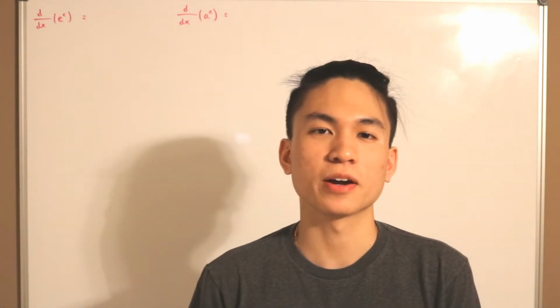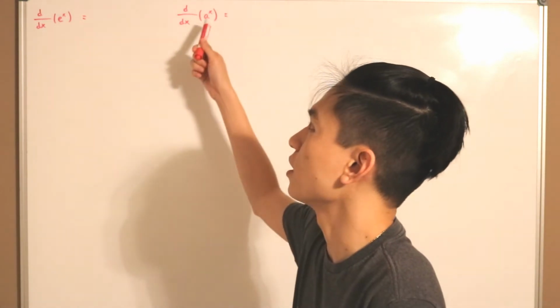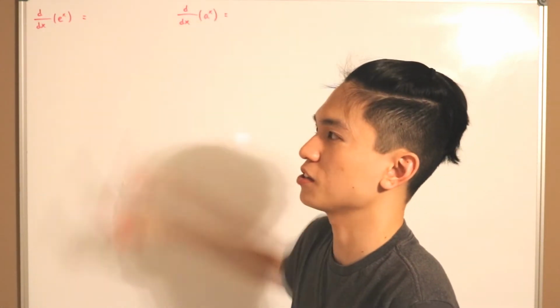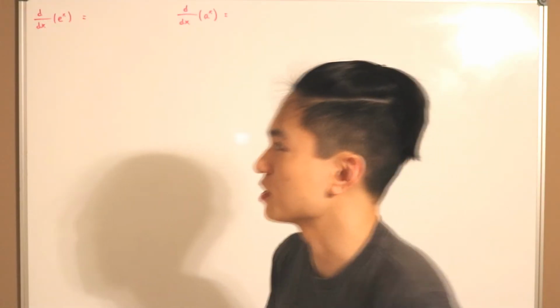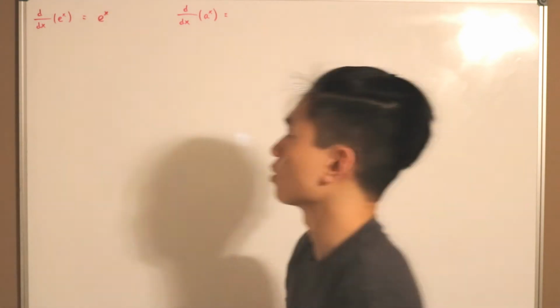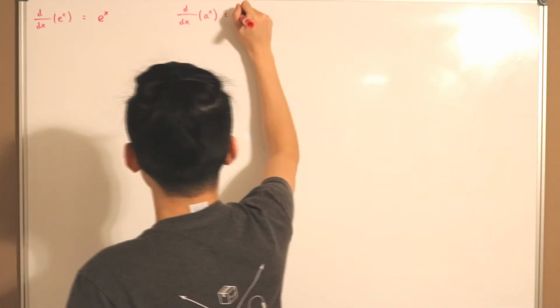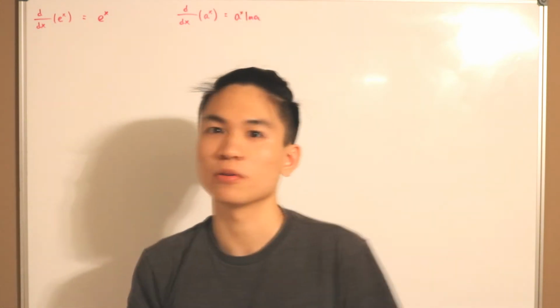So in today's video, we're actually going to be finding the derivative of e to the x and a to the x for some constant a. Well, it's actually quite simple, really. The derivative of e to the x is simply just e to the x. And then the derivative of a to the x is just a to the x multiplied by ln of a. There we go. We got a video.